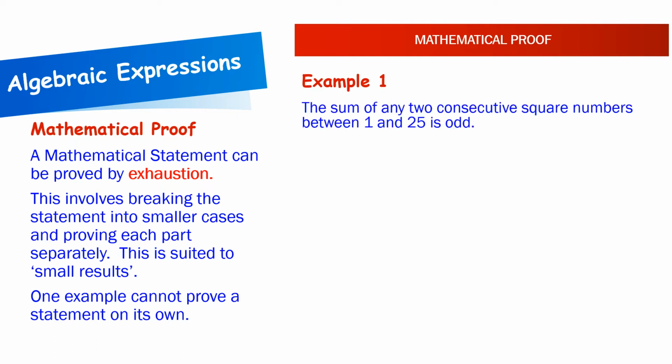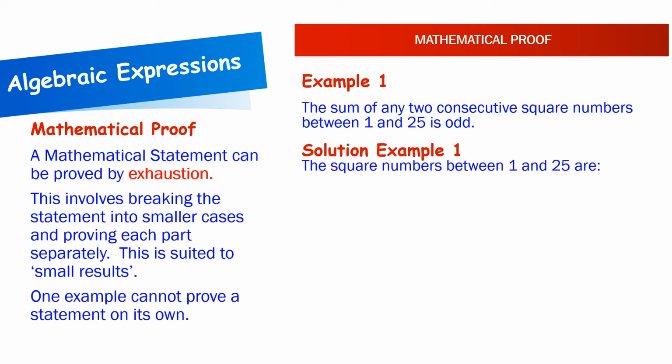We would like to prove that the sum of any two consecutive square numbers between 1 and 25 is odd. Pause the video and have a go. Press play when you're ready to view the solution. So let's solve this. The square numbers between 1 and 25 are the following: 1, which is 1 squared, 4, which is 2 squared, 9, which is 3 squared, 16, which is 4 squared, and 25, which is 5 squared.